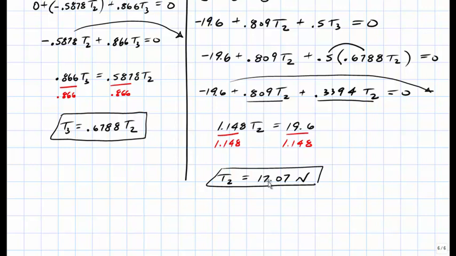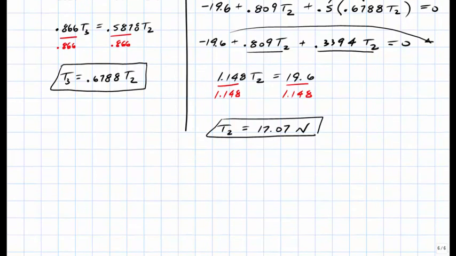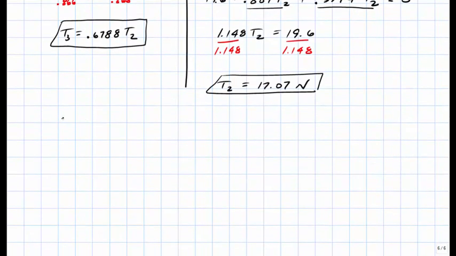And now you can see there's not a whole lot of work involved in the calculation of T3. We could just substitute this value in for T2 in this equation, and let's see what that produces. So again, T3 just equals 0.6788 times the 17.07, and therefore T3 equals 11.59 newtons.